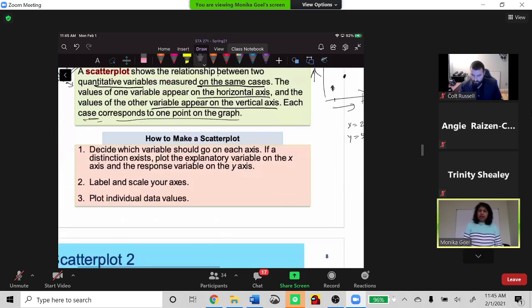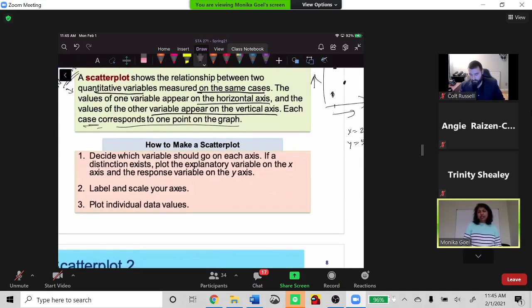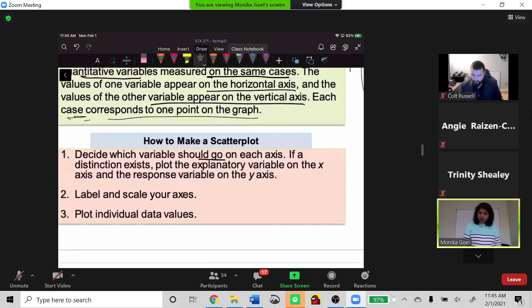How to make a scatterplot? Again, if you have a larger data set, we will not suggest you to make a scatterplot by hand. You can use a calculator, you can use any software, but the thing that you need to know is which variable should go on each axis. If the distinction exists, that means if you can figure out which one is your explanatory variable and which one is your response variable, then plot your explanatory variable on the x-axis and the response variable on the y-axis.